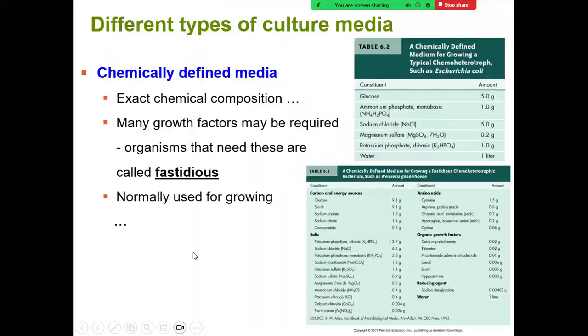A chemically defined media is usually used only for growing an autotroph because they are easy to grow and you don't need to supply many things for an autotroph to grow. Although I think E. coli would actually grow in this glucose salts media right here.